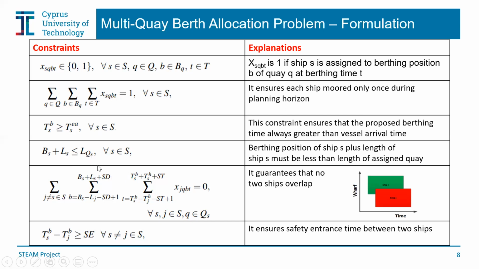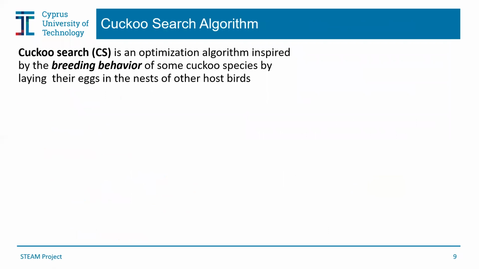Okay, this constraint guarantees that no two ships overlap each other. You can see in this figure, if a specific position is assigned to ship I, it means this position cannot be assigned to ship J. So in any case, no two ships overlap. The last constraint ensures the safety entrance time between two ships, which is considered half an hour between two ships.